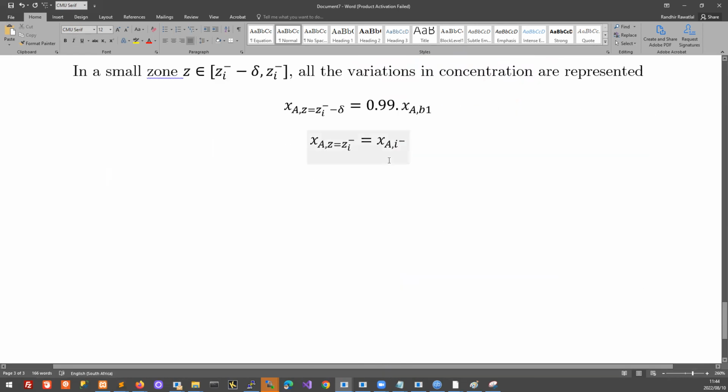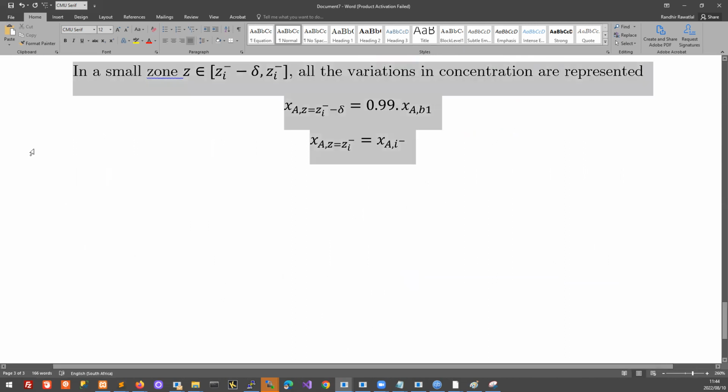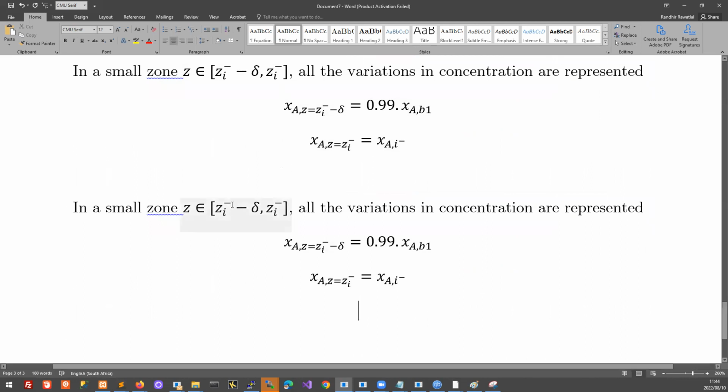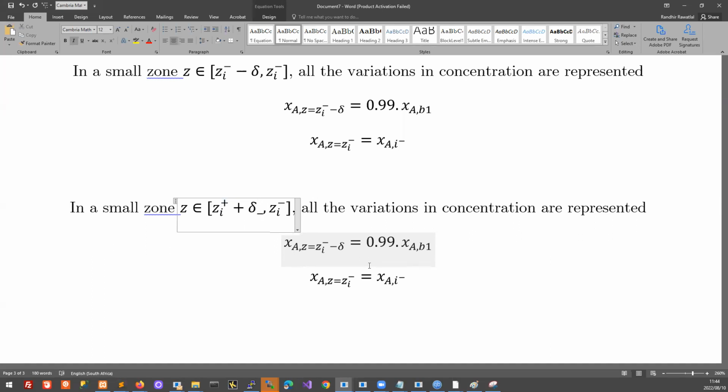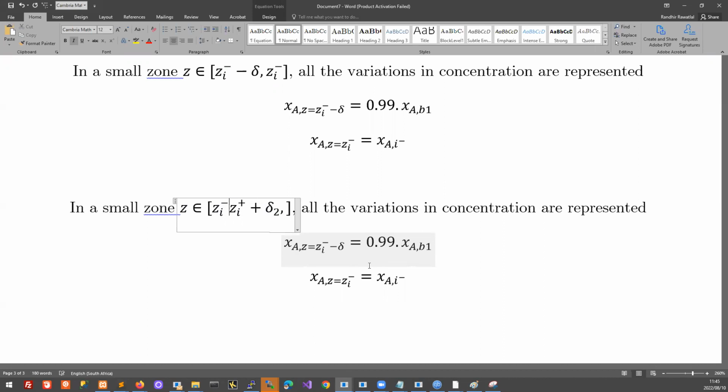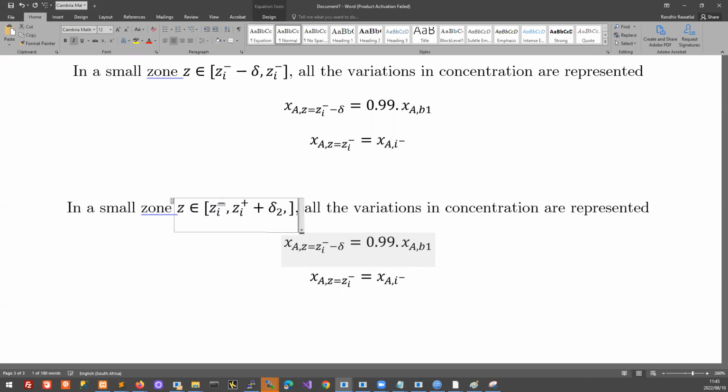And of course, you can do the same on the other side. I'm just going to copy, paste, and update it here. So on the other side, we are looking between positions Zi plus, and this one will be plus. And now what we have to do is specify a different form. So on the other side, we'll call it delta 2. We should have used delta 1 on the left side, but let's just say that delta without anything is the left side thickness.